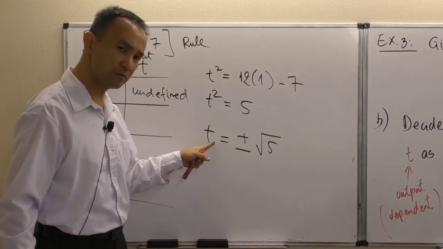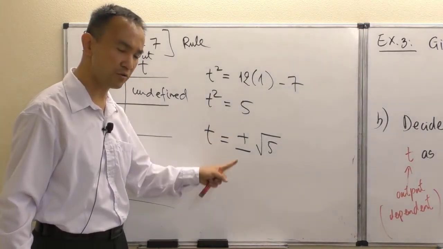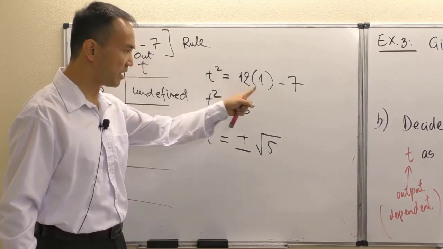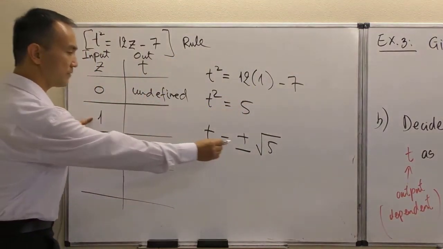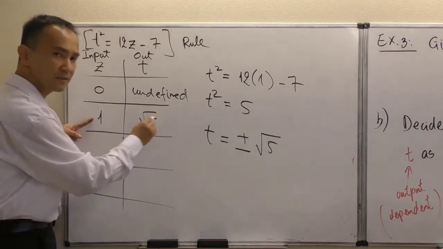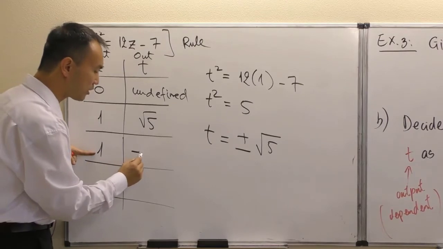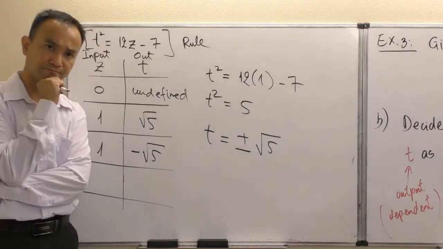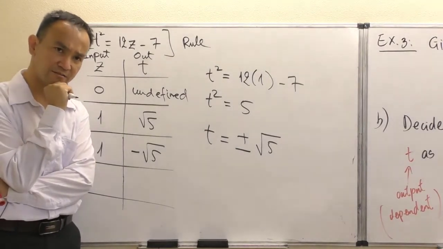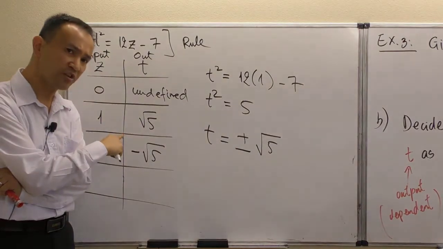Okay, but this is the scary part right here. This is the output. It comes out with two values. The same input 1. One of the outputs is the positive square root of 5. The same input 1, but we realize that it could also be the negative square root of 5. How scary is that? Because think about it, this is now a violation of being a function.